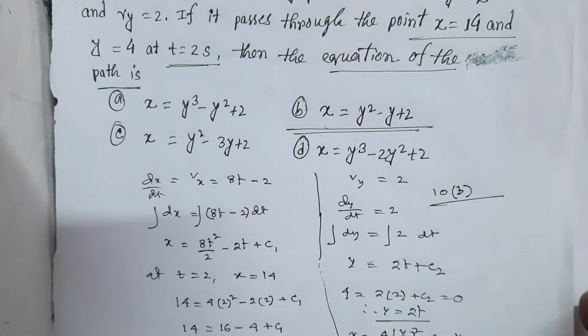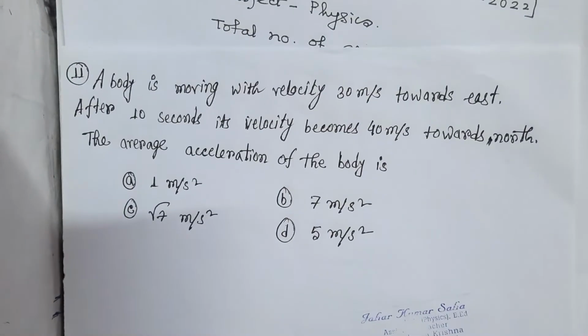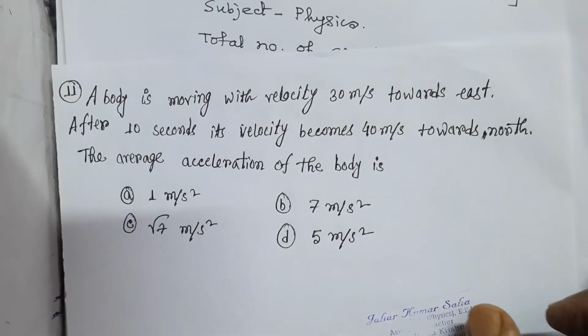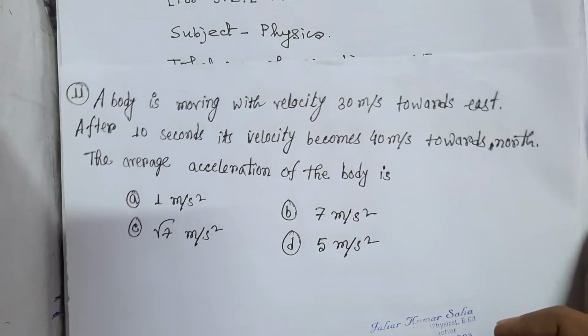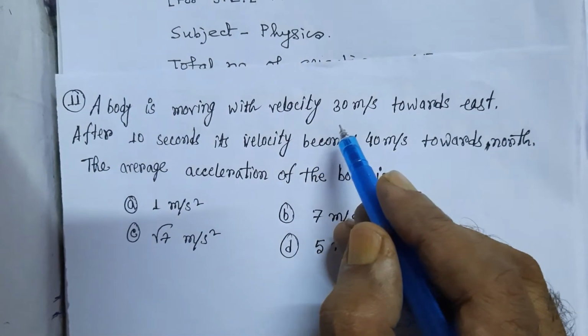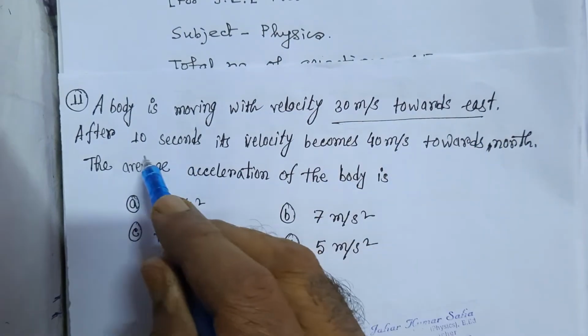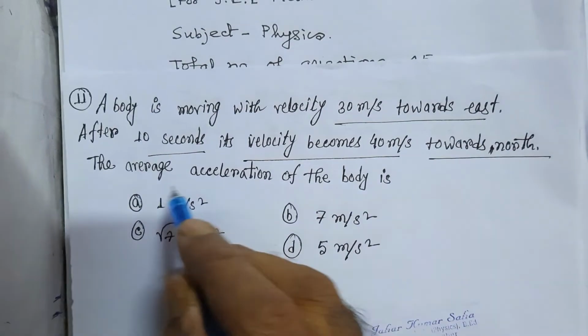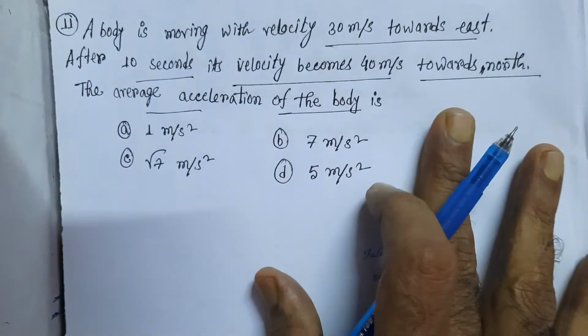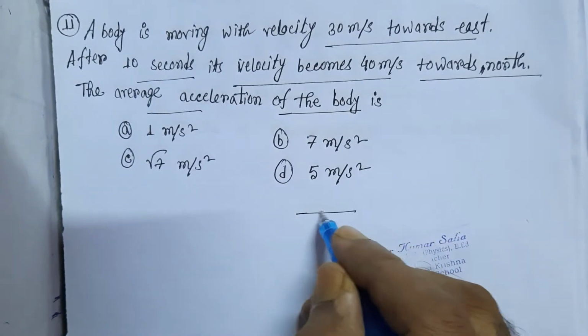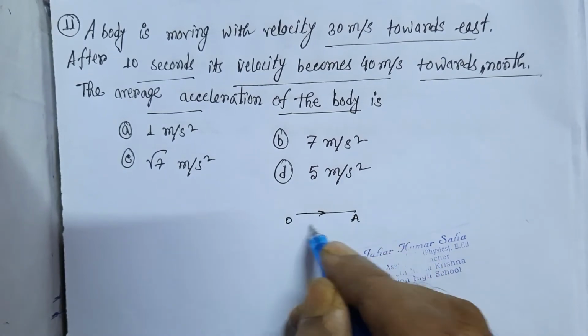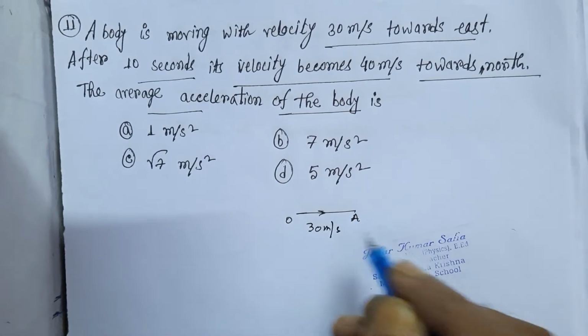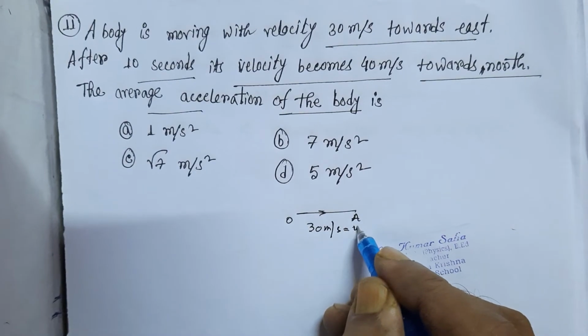Now let us go to question number 11. In question number 11, we see that a body is moving with velocity 30 meters per second towards east. After 10 seconds, its velocity becomes 40 meters per second towards north. We need the average acceleration. The body was initially moving towards east and it is represented by OA. This is 30 meters per second, let it be U.